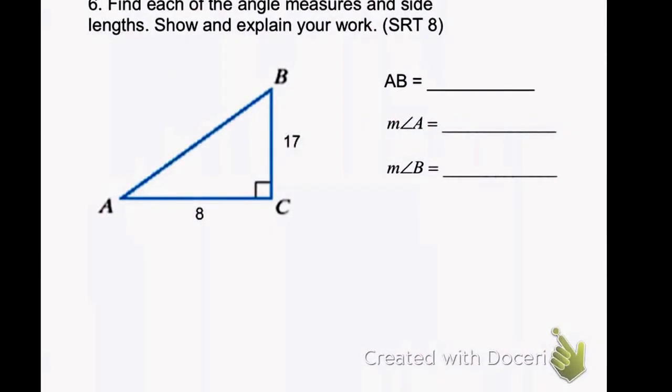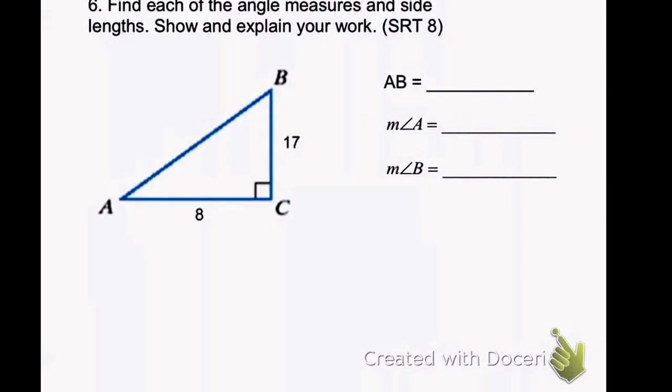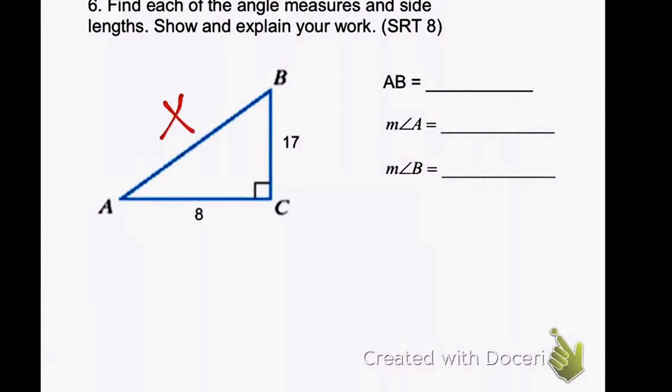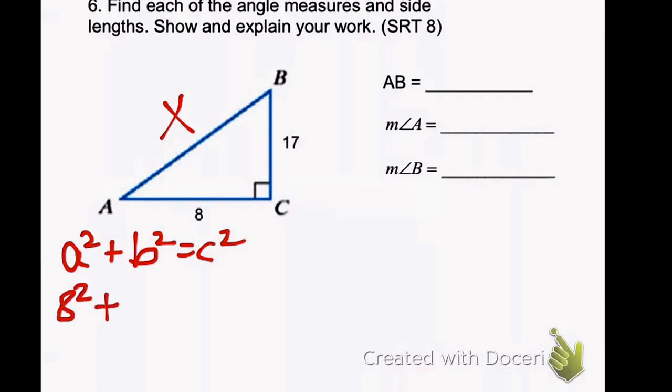Next on this one, again, I want to do the same thing. I want to find AB. So if I want to find AB, I'm going to put an X there. I want to use the Pythagorean theorem. A squared plus B squared equals C squared. Remember, your hypotenuse always has to be C, so I don't know it. So I would say 8 squared plus 17 squared equals C squared. And work that out to find the value of AB. You do that.